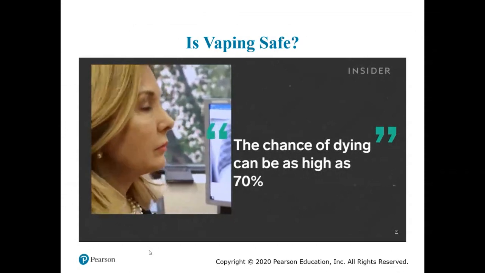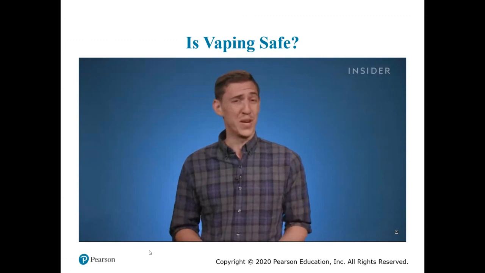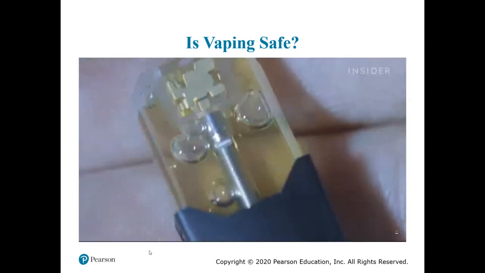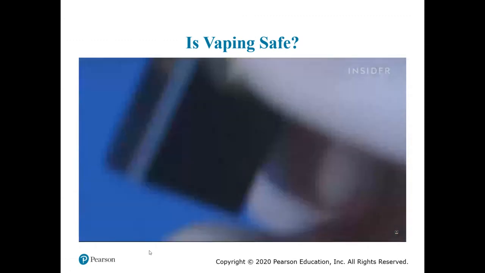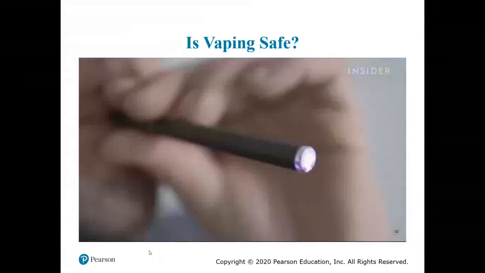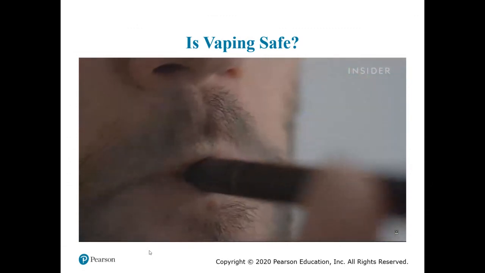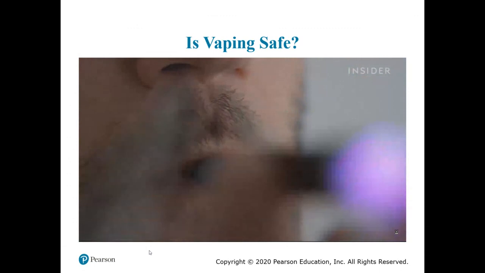So what's causing all that inflammation, all of these lung injuries? The short answer is, we don't really know. Doctors say it's likely not the nicotine or THC itself, but rather other chemicals inside the liquid which get vaporized when you inhale. One possible culprit is vitamin E acetate, which health officials have found inside many vape pens that have been linked to the recent string of lung injuries.